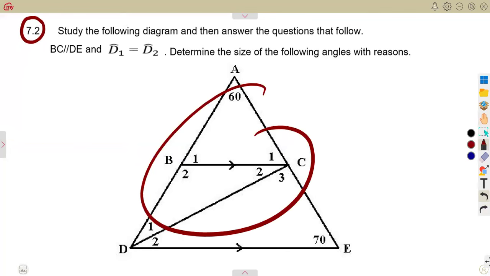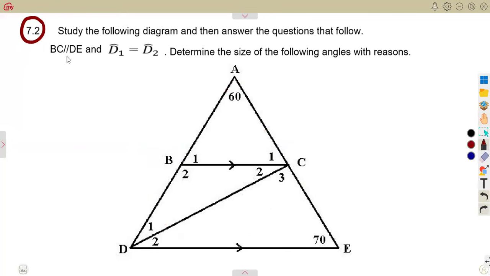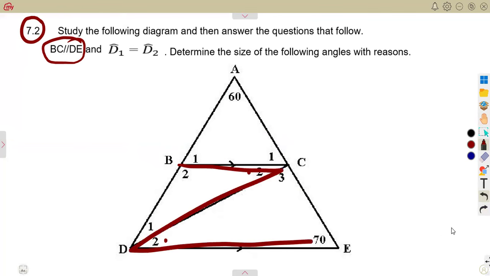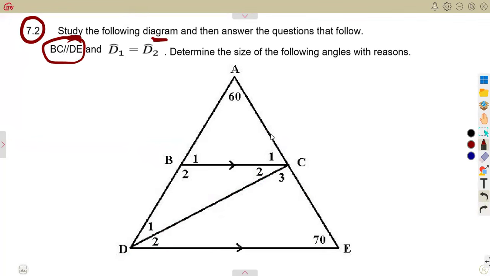We are given a diagram to study where we are given that BC is parallel to DE. These two lines, they are parallel. From being parallel, we can see that angle C2 will be equal to angle D2, since they are alternate angles. There are a lot of things that you can use of parallel lines. That's why they said study the diagram. You have to study it and see what is happening.